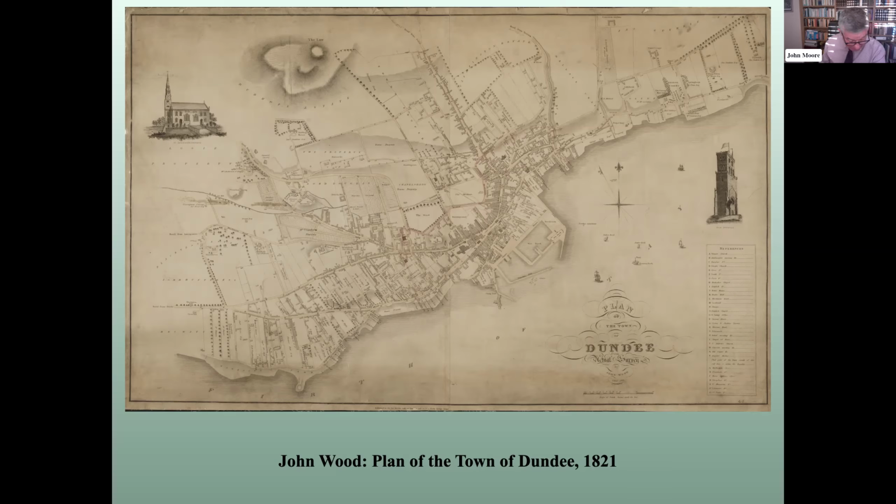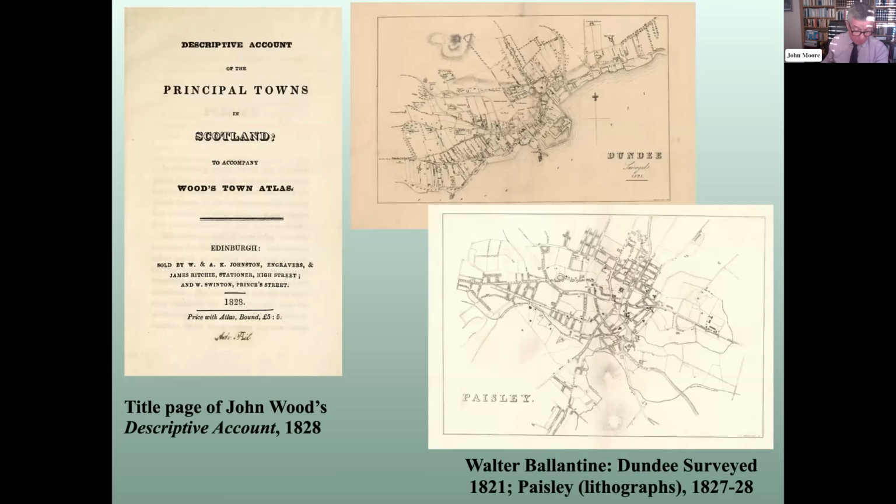Surprisingly, this depiction of Dundee is missing from the collection of Scottish plans, usually referred to as a town atlas, which was to accompany his descriptive account of the principal towns of Scotland, published 7 years later. And this is the title page you can see on the left of that.